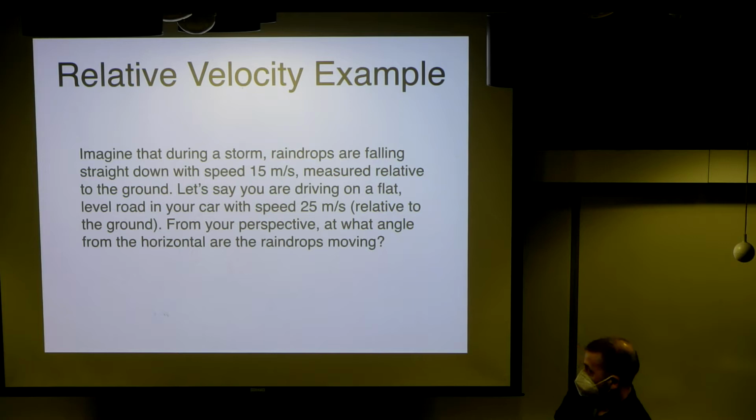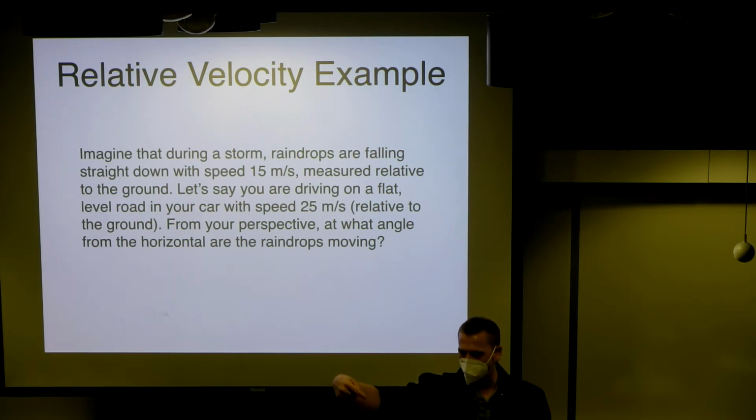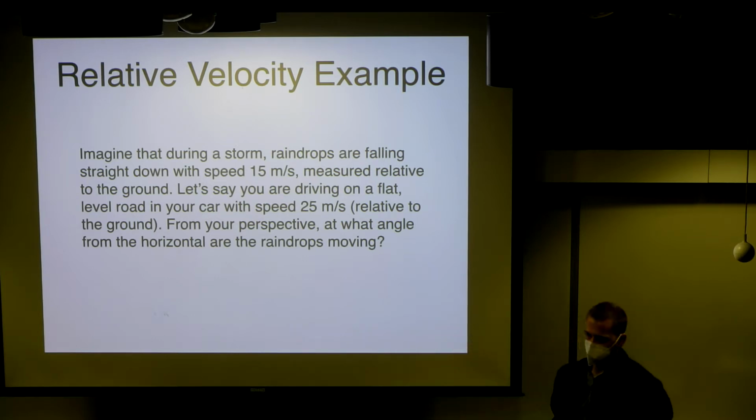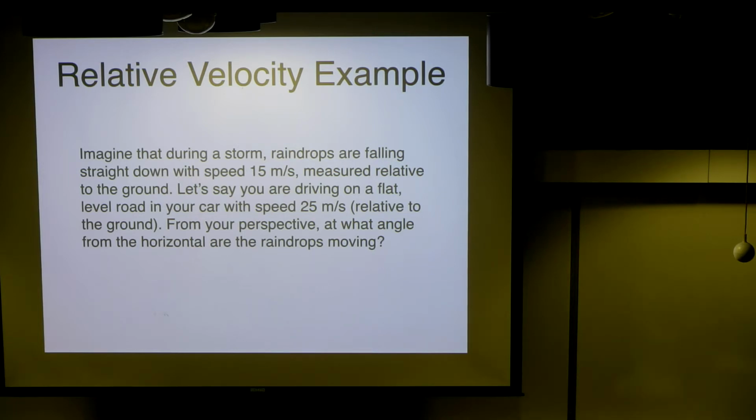Okay, so here's the question. From your perspective, at what angle are the raindrops coming in? See, if you're just standing still on the ground, well, you'd say they're just moving straight down, right? But if you notice what this looks like when you're driving, it's almost like the raindrops are coming in at some sort of angle towards your windshield, right? We're trying to figure out what that angle is, okay? So you're all familiar with what I'm talking about? Okay. So let's go through it.